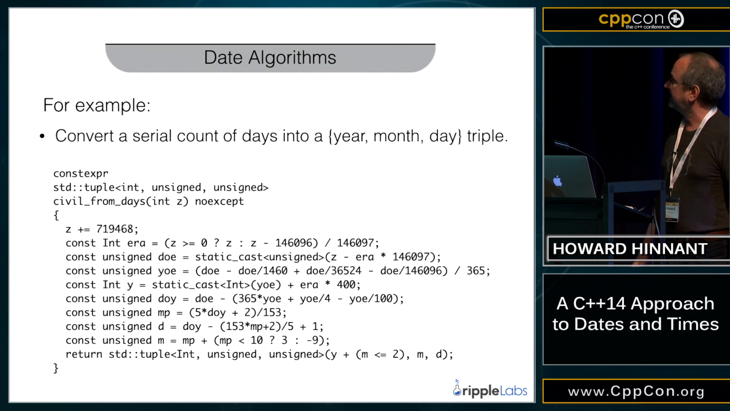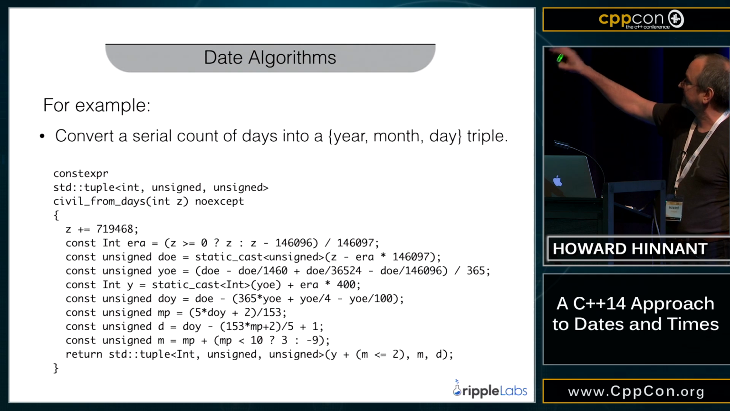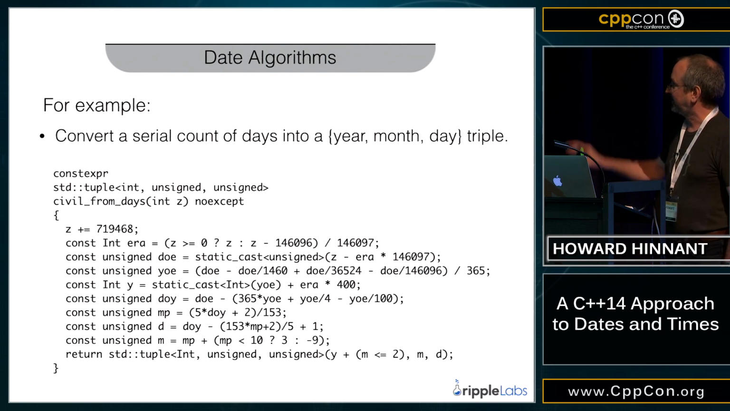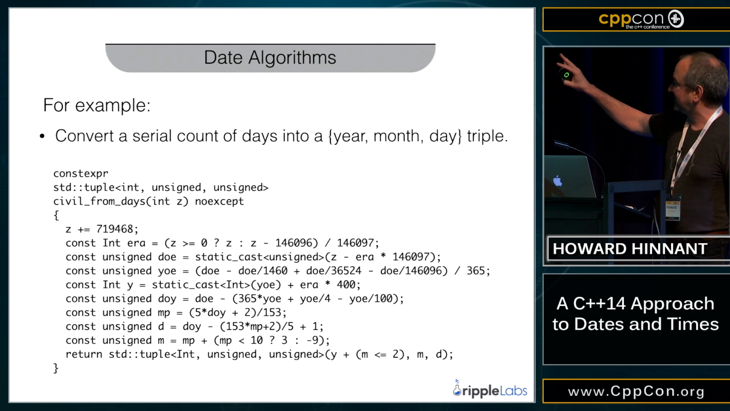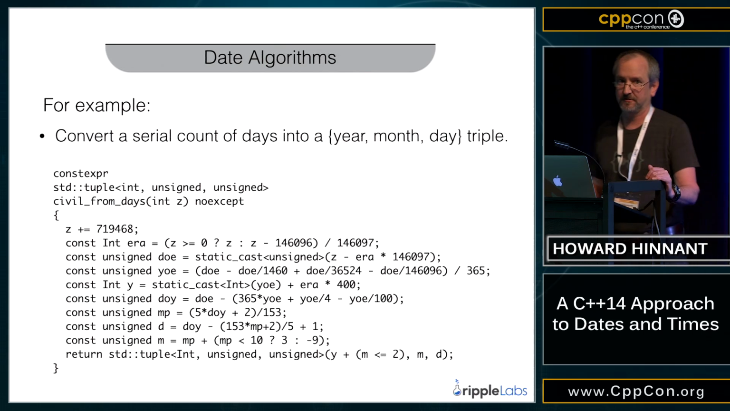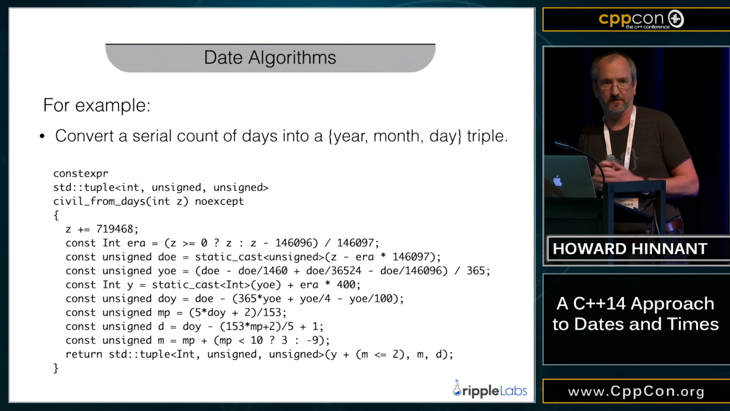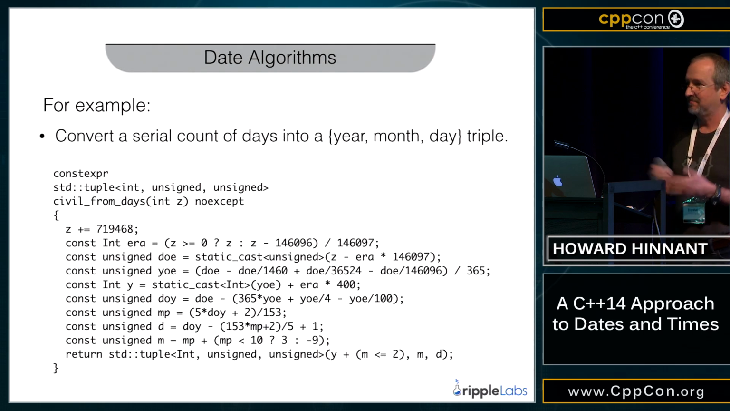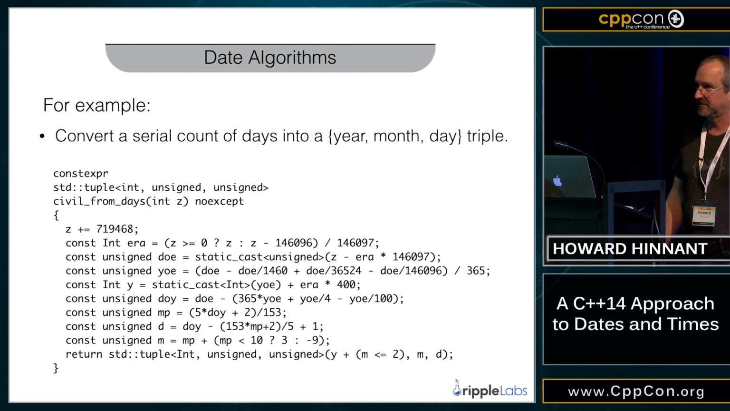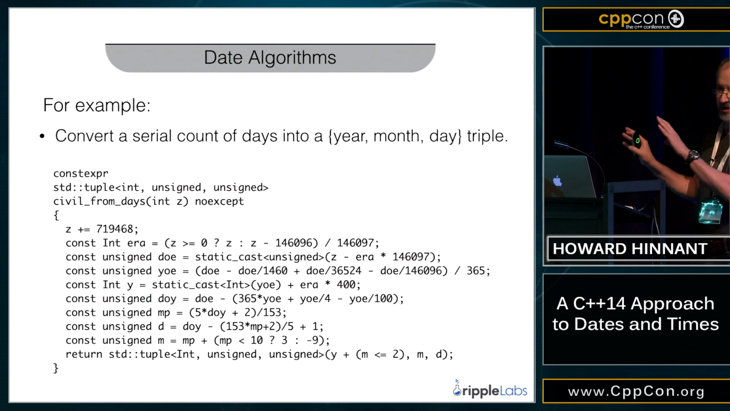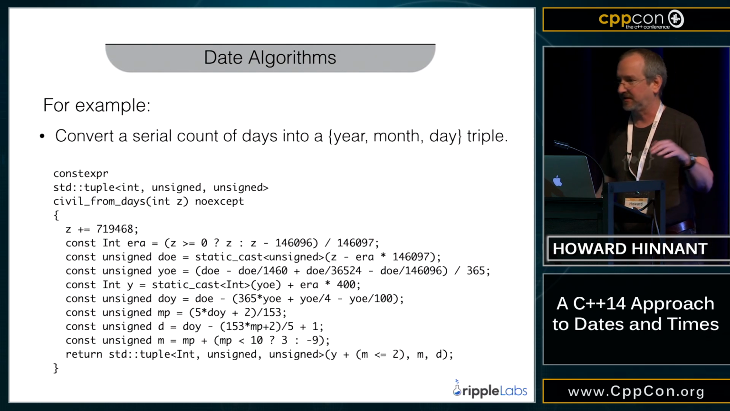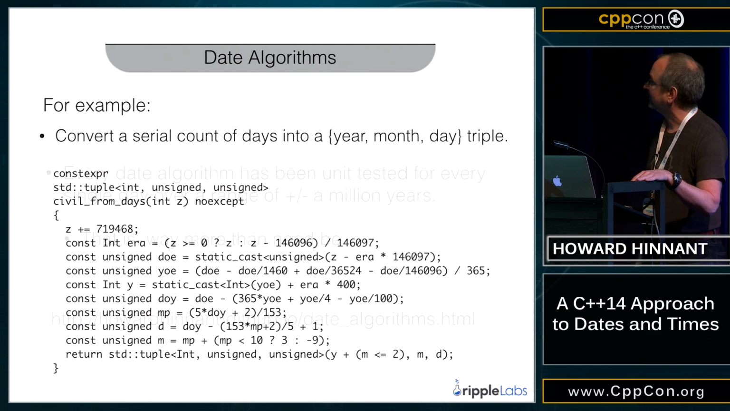Here's another example. This takes a serial count of days and goes the other way and gives you a year, month, day. It's a big mess, but it doesn't contain any loops, and it also doesn't contain any modulo operators either. During performance testing, as Chandler, if you saw Chandler's talk yesterday, modulo is pretty slow. And there's actually a couple of places in here where I had modulo and performance tested it. And sure enough, little branches are faster than modulo, at least on the architecture that I was testing on, which is x86.